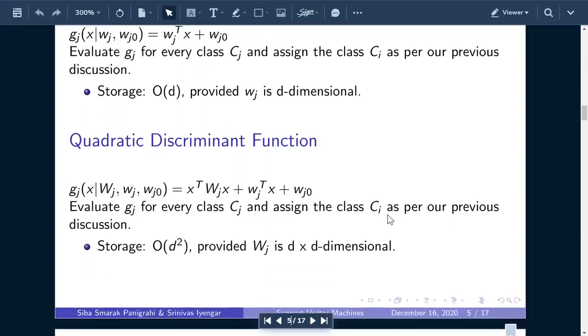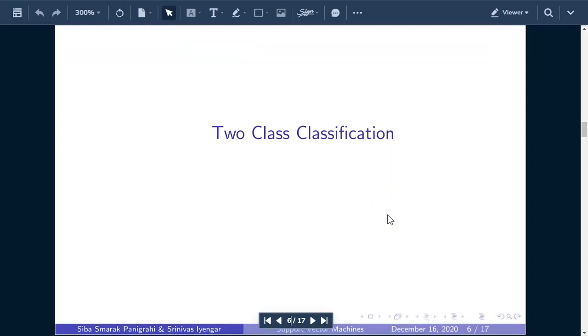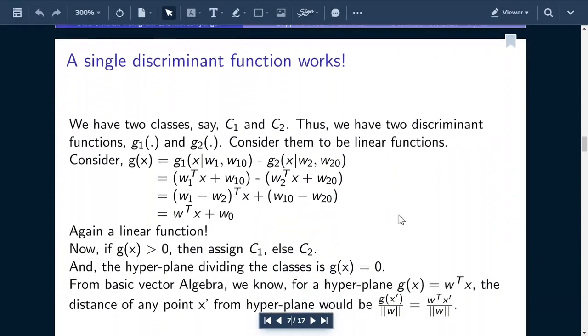This was the basic definition of discriminant function. Now we are delving into the main part, that is two class classification. Before going into support vector machine, let us see one wonderful result. Now I said that if there are 4 classes, C1, C2, C3 and C4, you are going to have 4 functions like G1, G2, G3 and G4. So what I want to say is one of the functions is redundant in this two class classification.